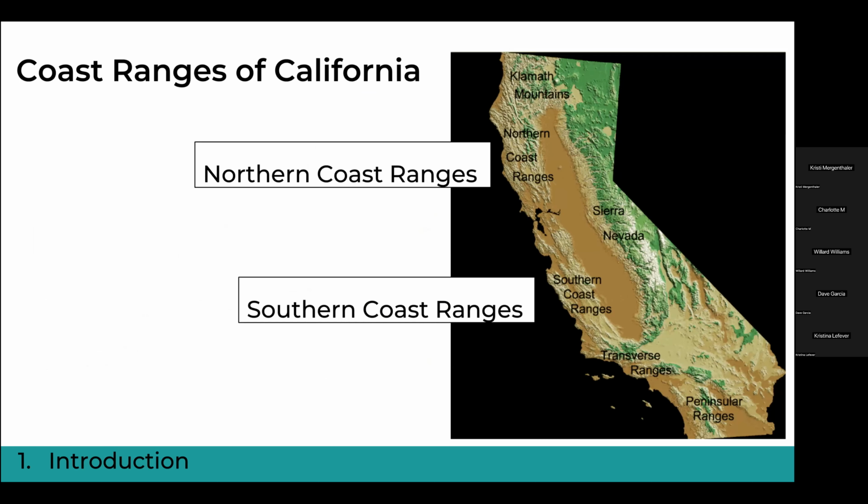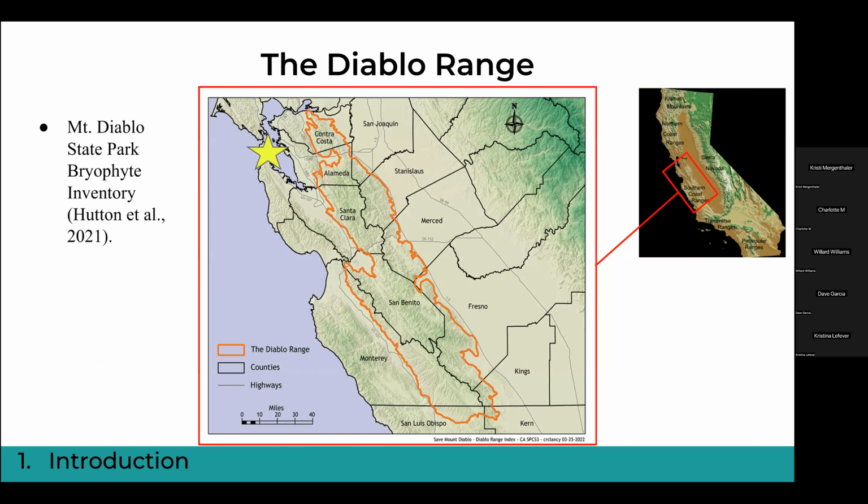So now I can begin to hone in on the study site and where it is in California. California has a number of mountain ranges, but today we'll be focusing on the coast ranges. There's the northern coast ranges and there's the southern coast ranges. My study site is in the southern coast ranges. More specifically, this is called the Diablo Range, and it extends from Mount Diablo State Park in the North Bay, north of the Bay Area, all the way down south to San Luis Obispo County. So it's a very large mountain range.